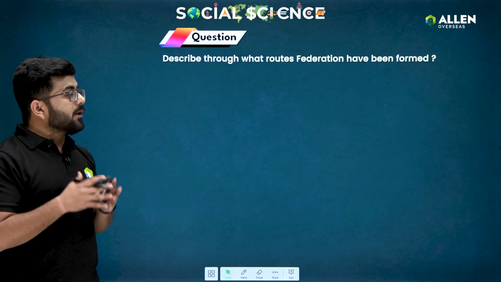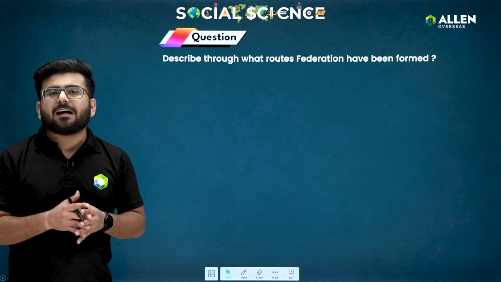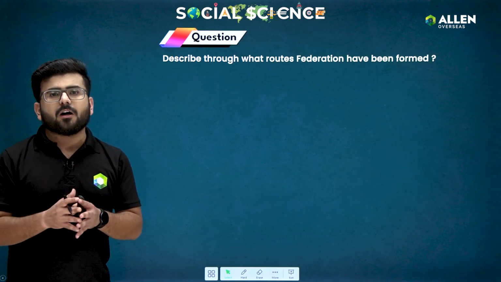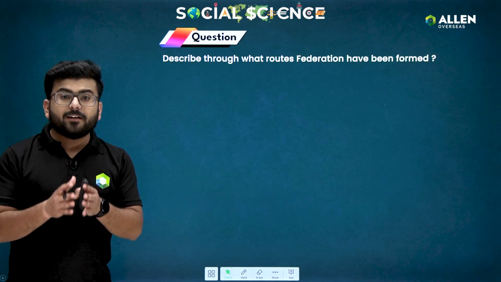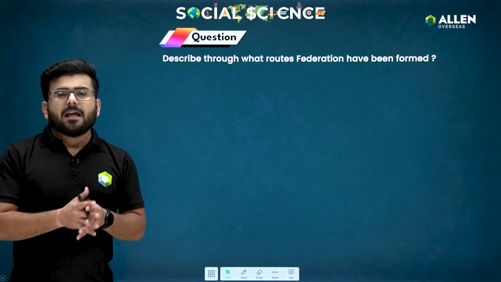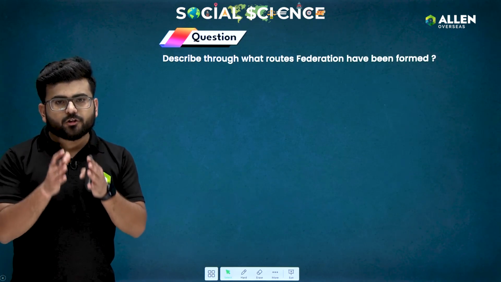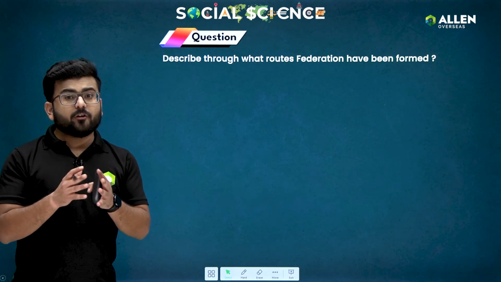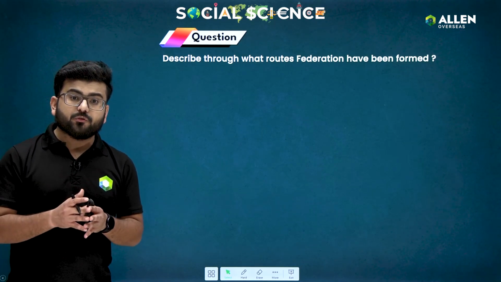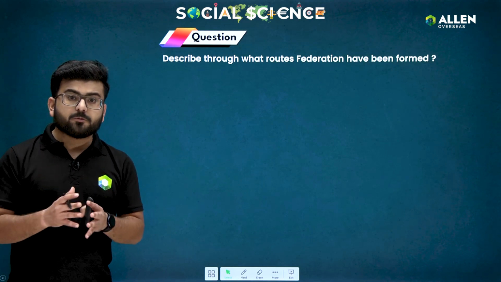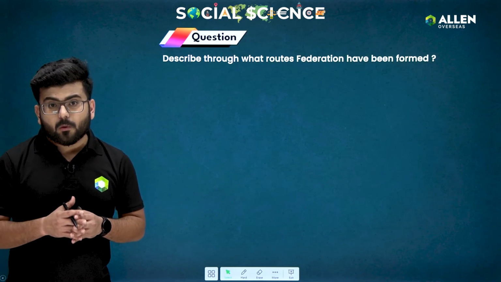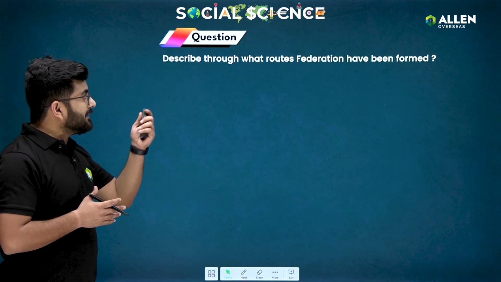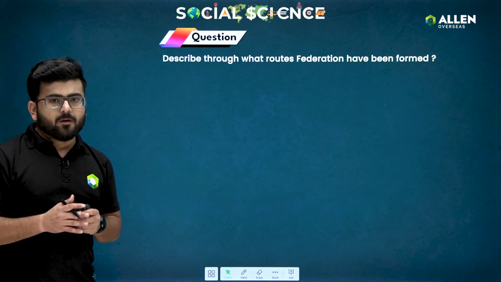Next, students, what type of question can be asked and what should be the answer delivery. We have just learned that we will have to deliver answers in points, and points should not be more than the marks. If the question is of 2 marks, we write 2 points only. If it is of 3 marks, 3 points only. If it is of 5 marks, 5 points only. But all such points must be effective in order to gain more marks. So let's take an example of a particular question: describe through what routes federations have been formed.